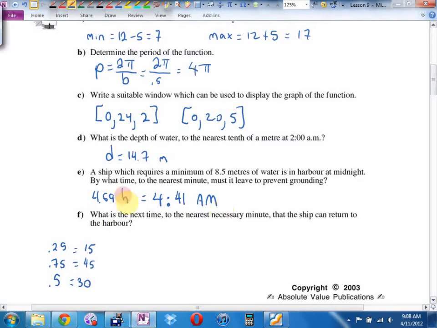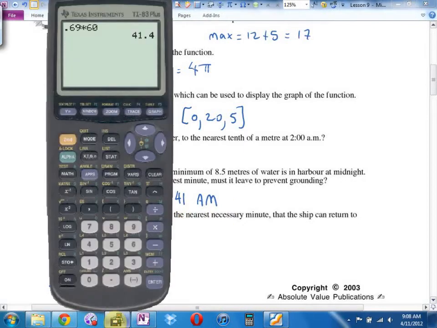What if it doesn't get out of the harbor by 4:41 a.m.? When can it leave then? I think right here. After that, the water's deep enough. Okay. Second function, calculate. Intersection, first curve, second curve. Guess. Oh, there. Enter.